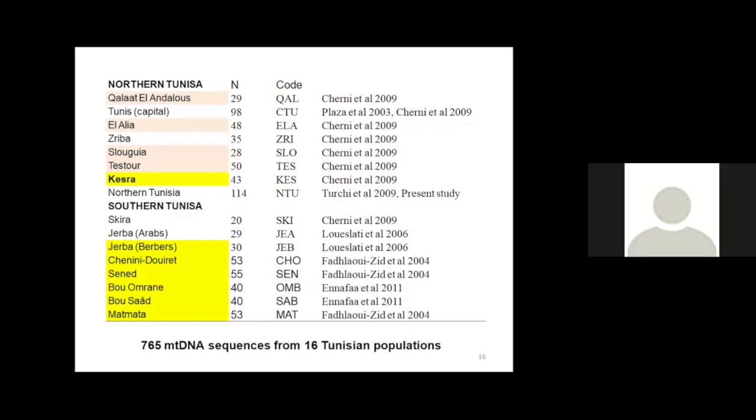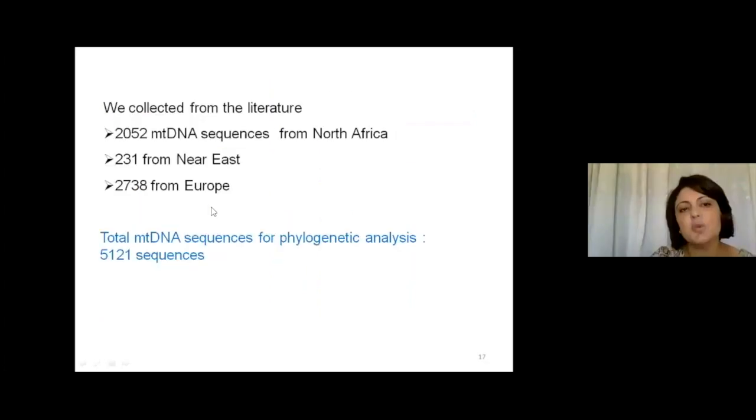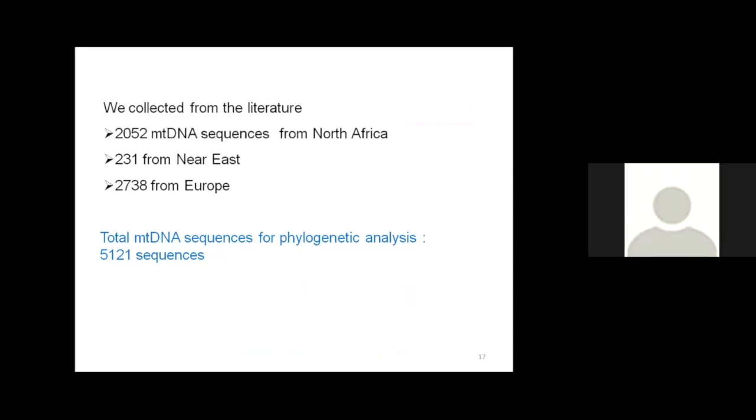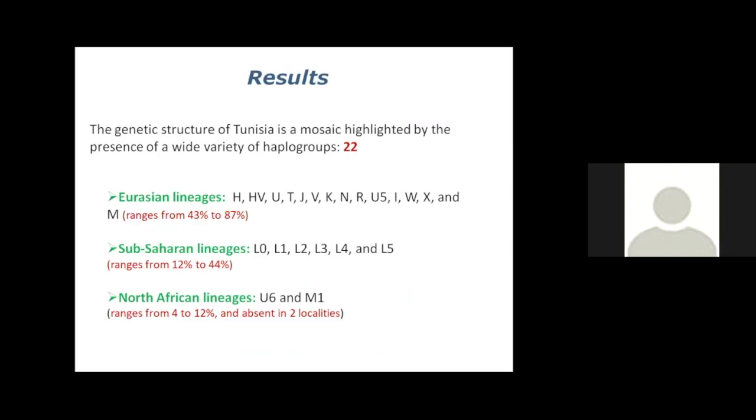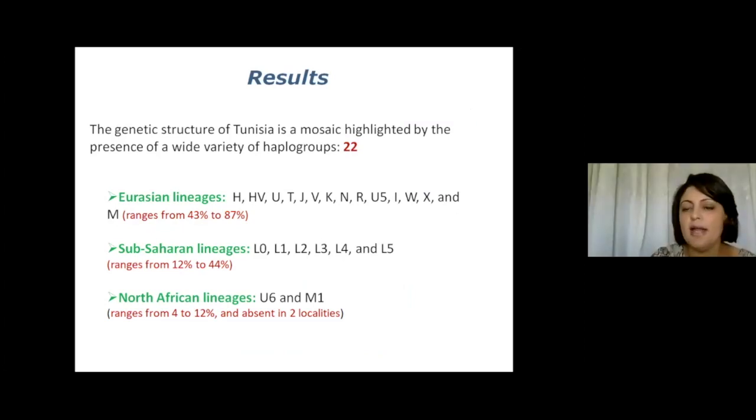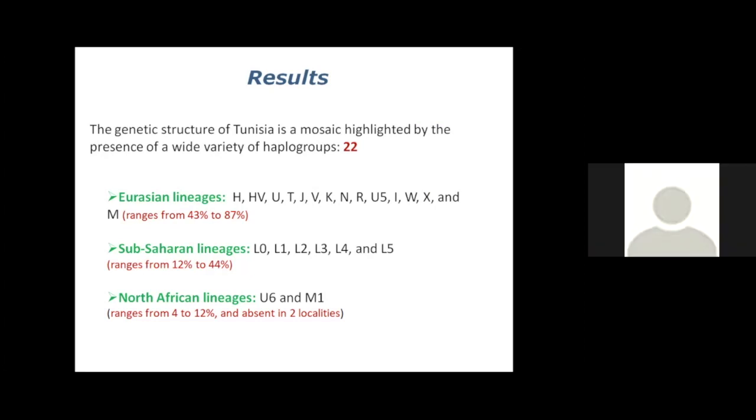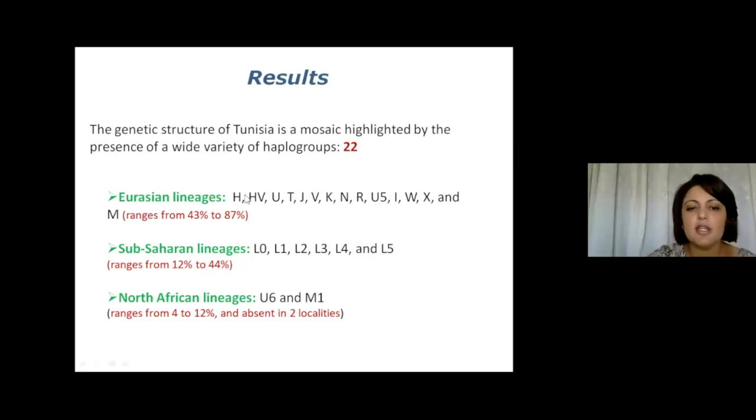These populations include 3 communities: Andalusian communities, Berber communities, and Arab communities, Tunisian people with Arab origins. In addition, we collected mitochondrial DNA sequences from North African, Near East, and European populations. We used more than 5,000 sequences to perform our phylogenetic analysis. Here are our results. Our findings showed that the genetic structure of Tunisia is a mosaic, highlighted by the presence of a wide variety of haplogroups, 22 haplogroups classified in 3 components: Eurasian components, Sub-Saharan lineages, and North African lineages, with a predominance of Eurasian lineages.